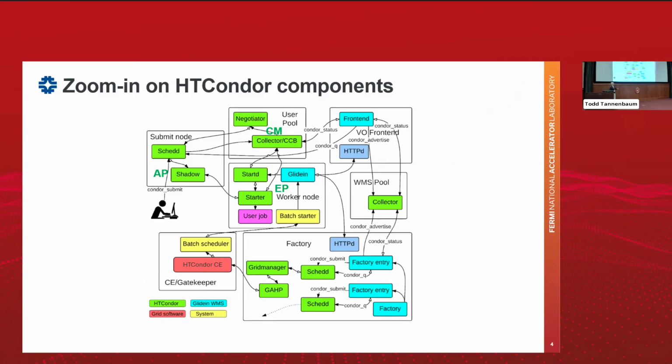We use a lot of Condor in all components. On the bottom part is the factory that's using Condor to submit to the different resources. So all the ways to access the resources are provided via Condor. On the upper left part is the user pool, right, with the access point, the central manager, and the execution point that's running on the Glidein. And we even use Condor as a mailbox to communicate between the components, between the front end and the factory.